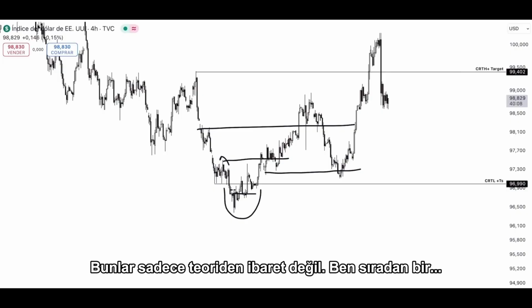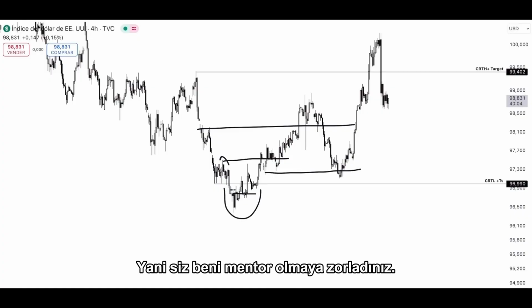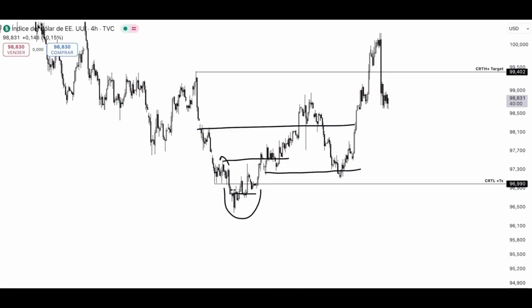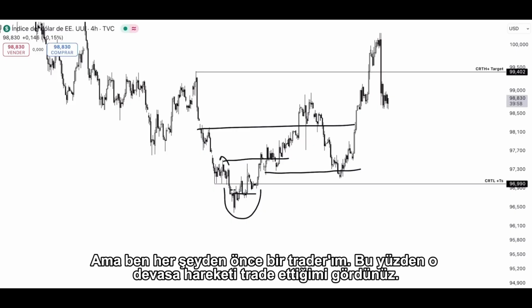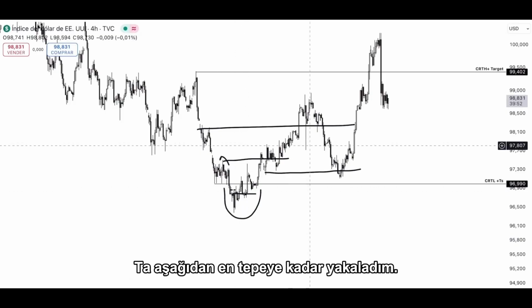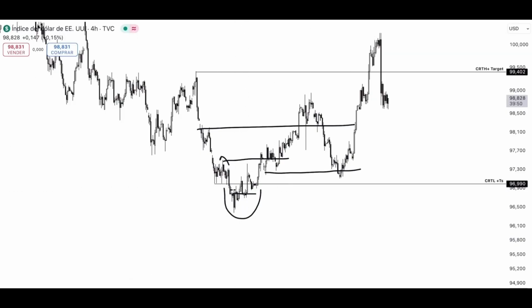And this is not all just theory. I have been forced by you all to become a mentor. But I am a trader first and foremost, which is why you saw me take this entire move from down here all the way up there.